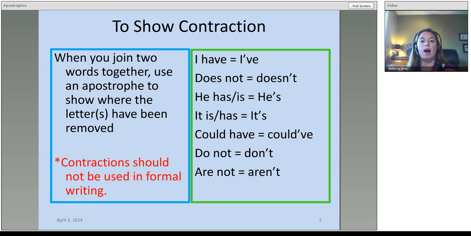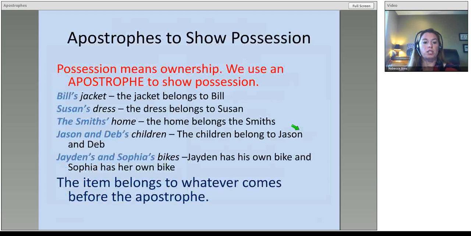So I have equals I've. Does not, doesn't. So you can see that apostrophe goes where the O has been replaced. He has or is, he's. It is or it has, it's. Could have, we remove the H and the A with an apostrophe. Do not becomes don't. Are not, aren't. Just a couple of little contractions.